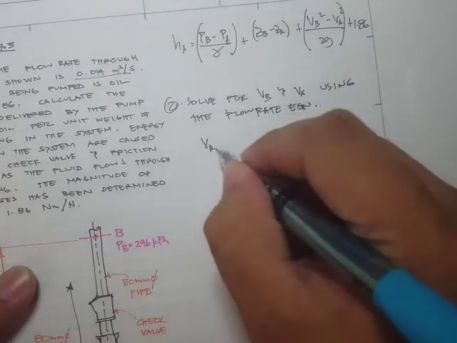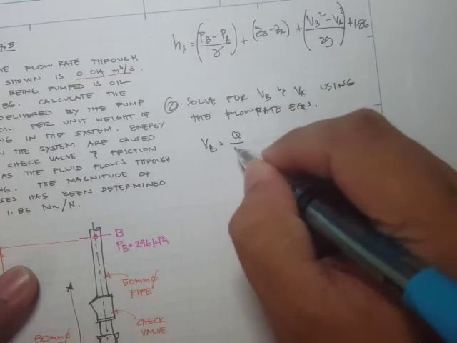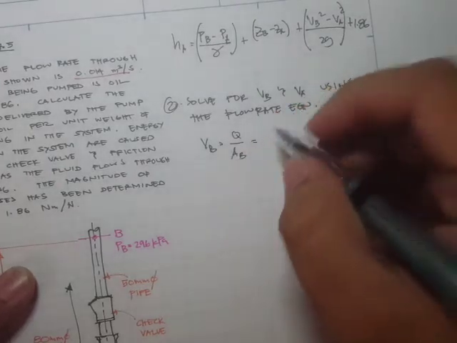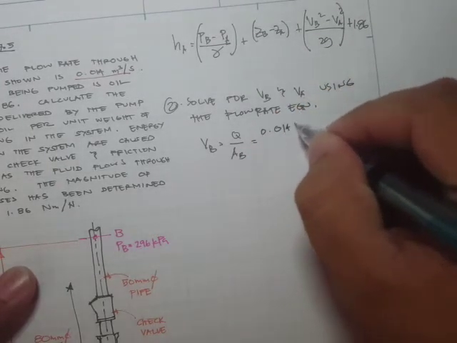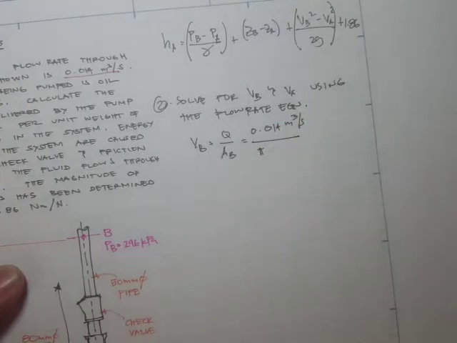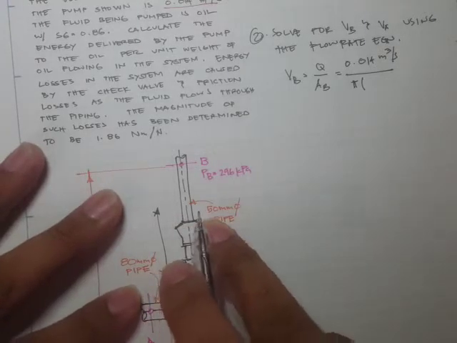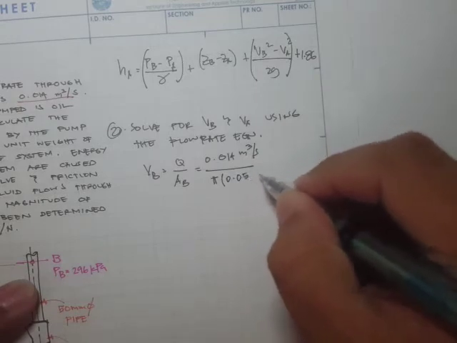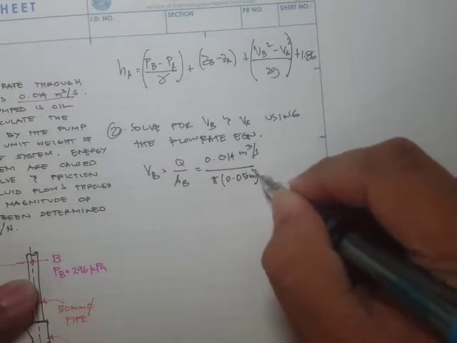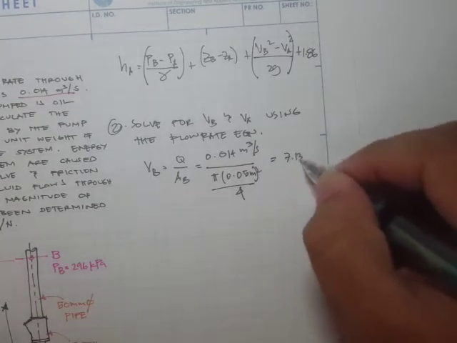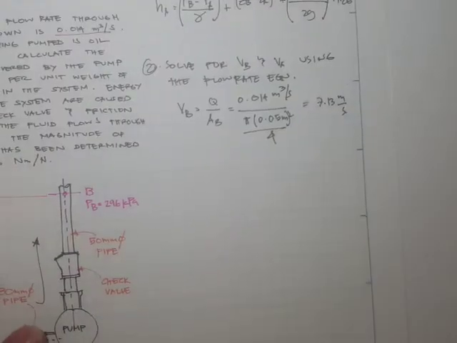Okay, so V sub B is equal to Q all over A sub B. For the Q, that is 0.014 meter cube per second, and the area is, okay, so the diameter is 50 mm, and we have to convert this 50 mm into meters. So 0.05 meters squared all over 4, and that's equal to 7.13 meters per second.